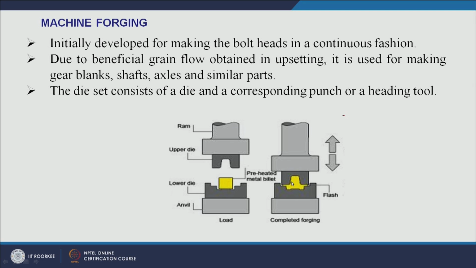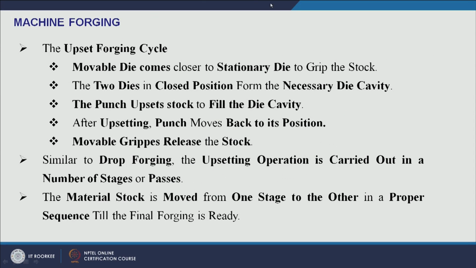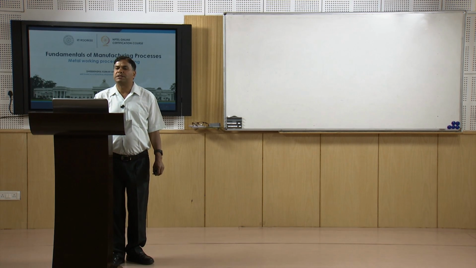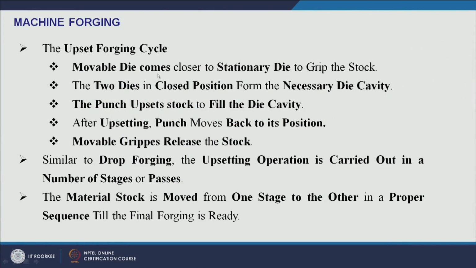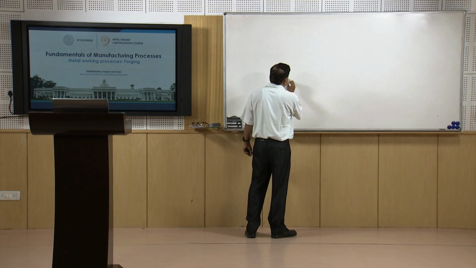So, this is a smaller cross-sectional area at one end, and the increase in cross-sectional area at the other end is achieved through upsetting. So, one end is of a larger cross section than the other end. These are the steps where the upset forging cycle is used, where the movable die comes close to the stationary die to grip the stock. The process is very simple.